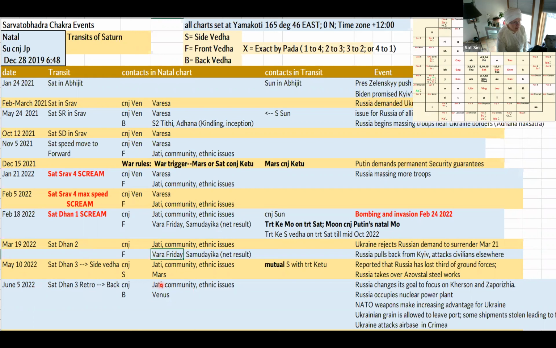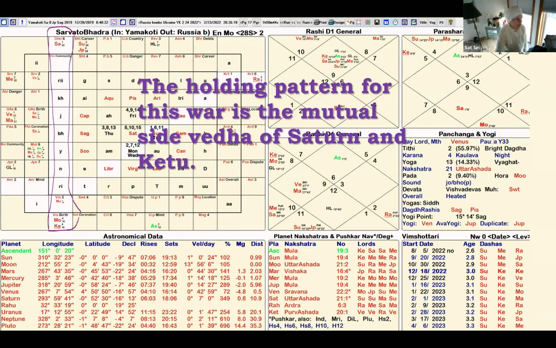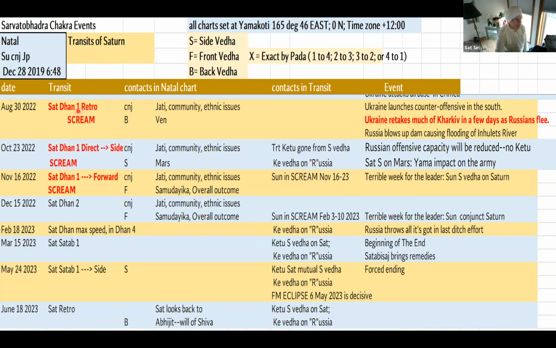So now, by August 30th, it has retrograded all the way back into the first pada again. And once again, it is in the screen. It is vibrating all 4 corners. But this time, retrograde planets turn things around, right? So the month of September and October has been terrible for Russia. So the whole tide of the war seems to have completely shifted.